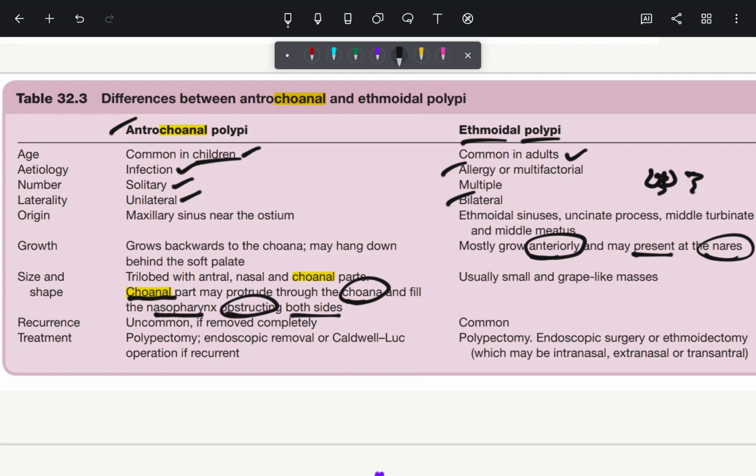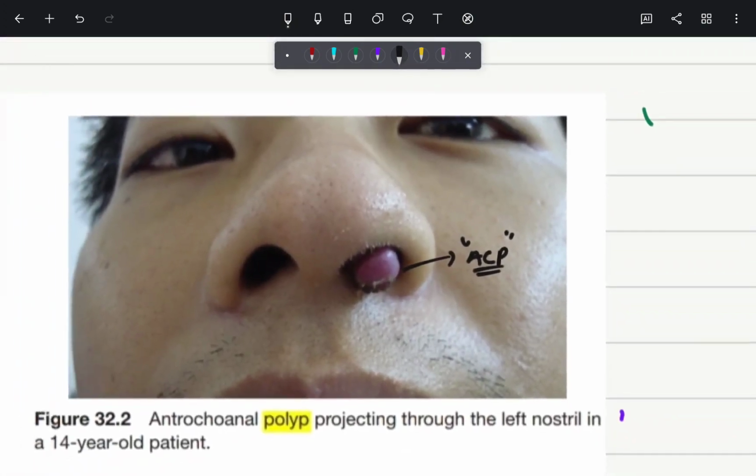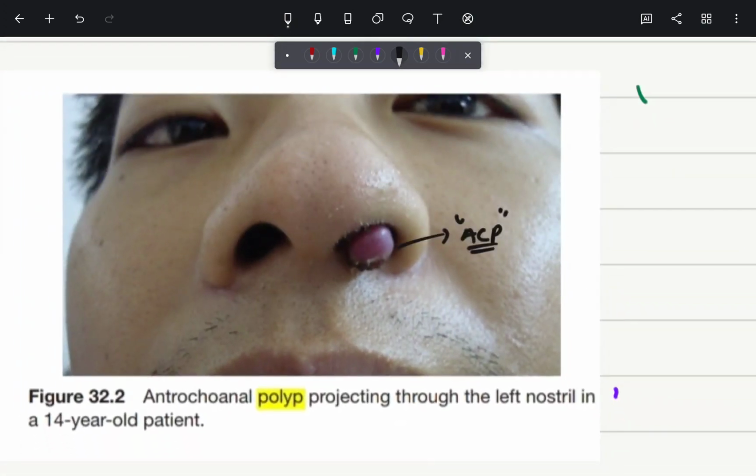Okay, usually we do polypectomy or the first surgery, functional endoscopic sinus surgery, in antrochoanal polyp, and in ethmoidal polyp we usually do topical corticosteroids. Okay, and here you can see an antrochoanal polyp, which is projecting, in a 14-year-old patient.